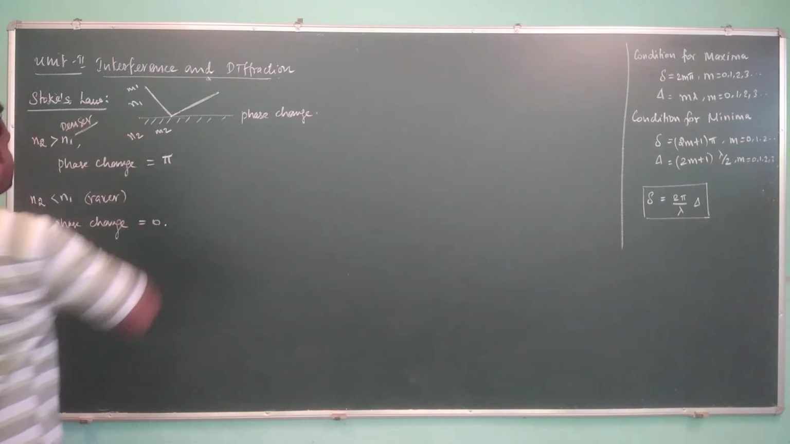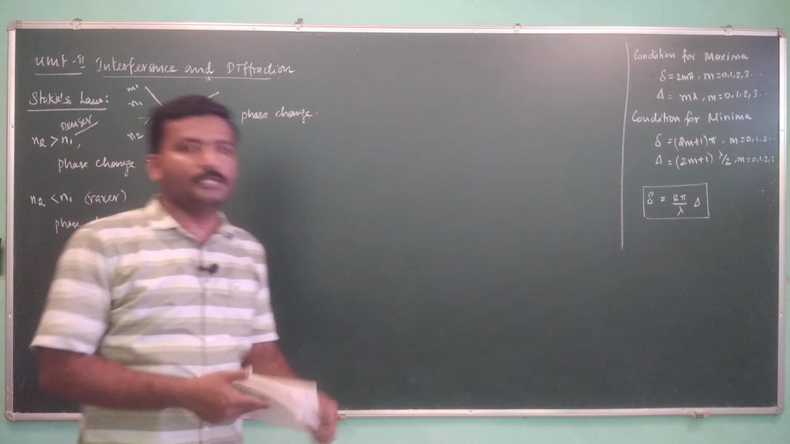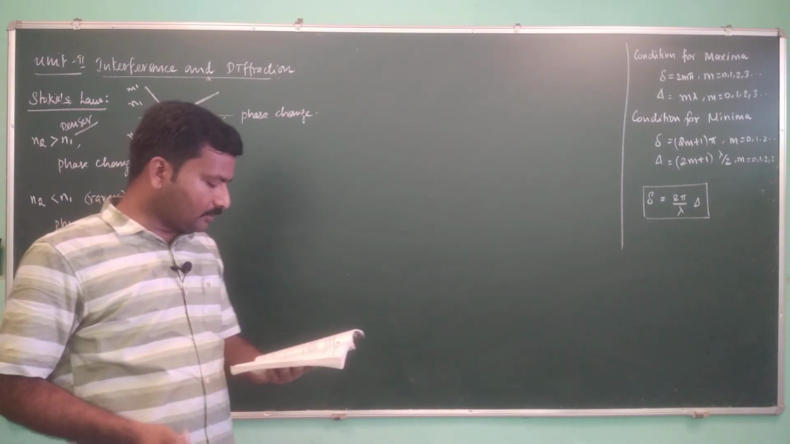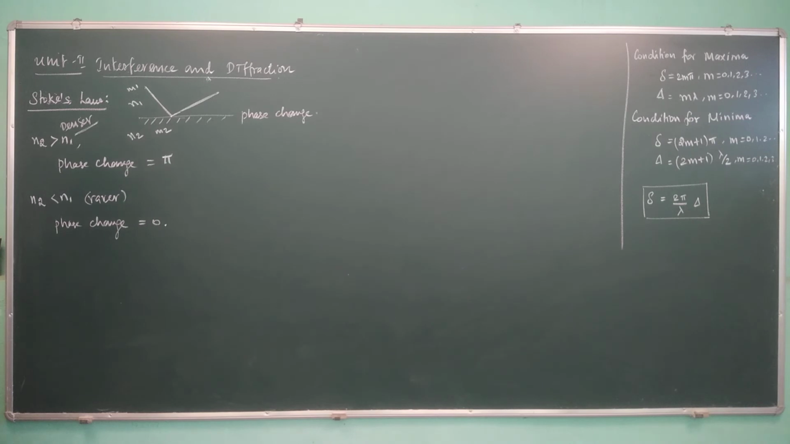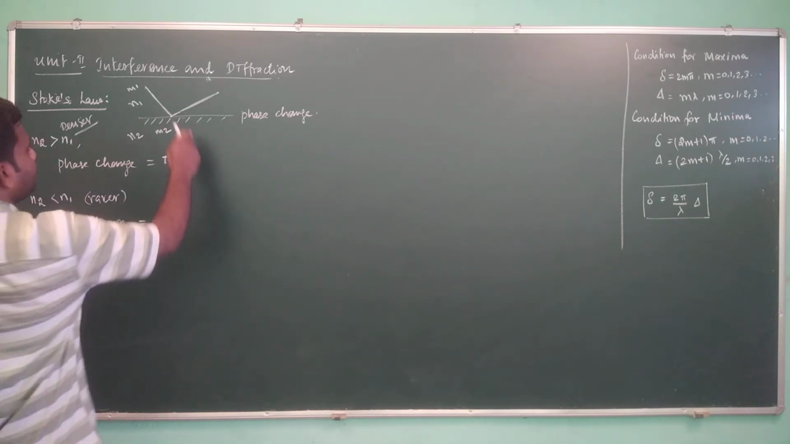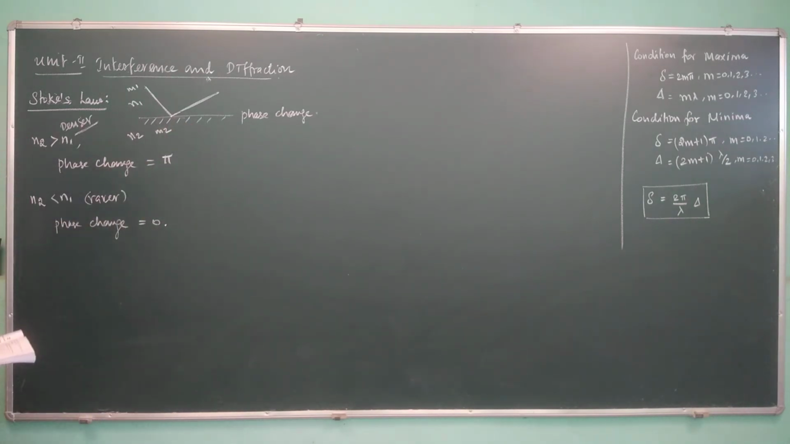This is given by Stokes' law. So essentially, Stokes' law states that when a light wave is reflected from an optically denser medium, it will undergo a phase change of pi when it is getting reflected. If it is a rarer medium, no phase change happens between the incident and reflected light ray.